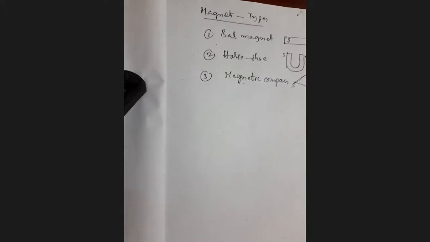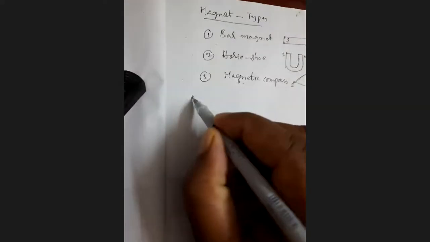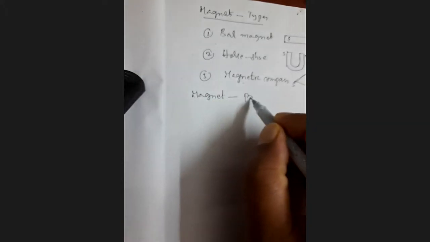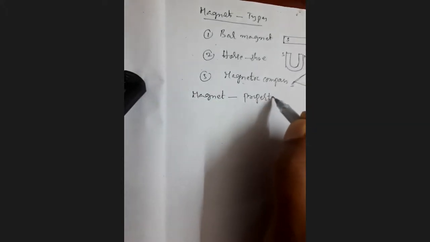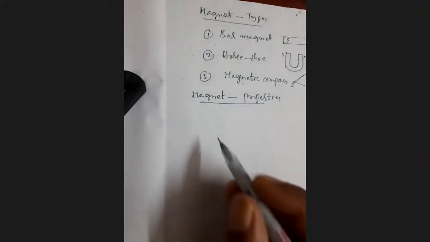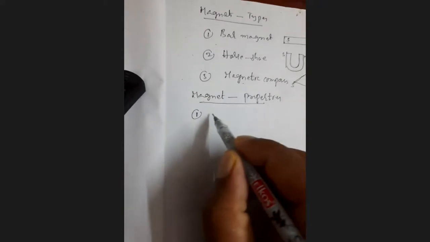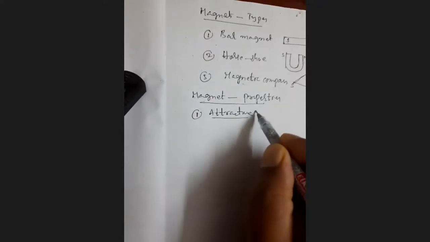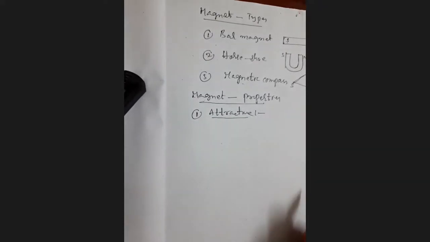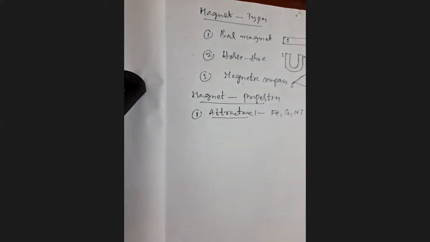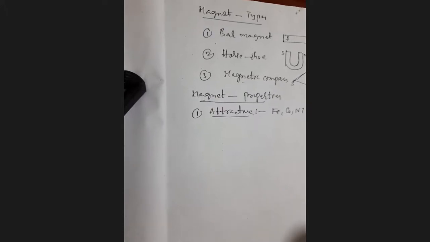Okay. Now let us see the magnet properties. It has different properties. The first one is the attractive property. What is meant by attractive property? A magnet attracts substances like iron, cobalt, nickel. That is called the attractive property.